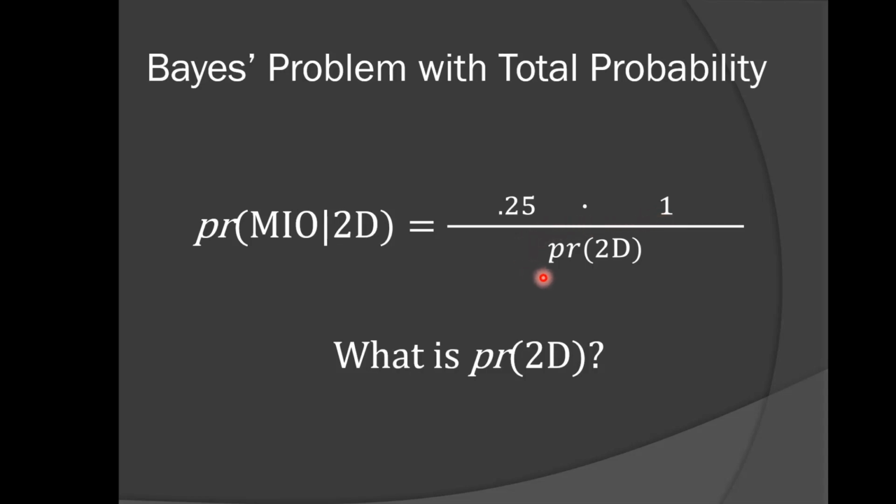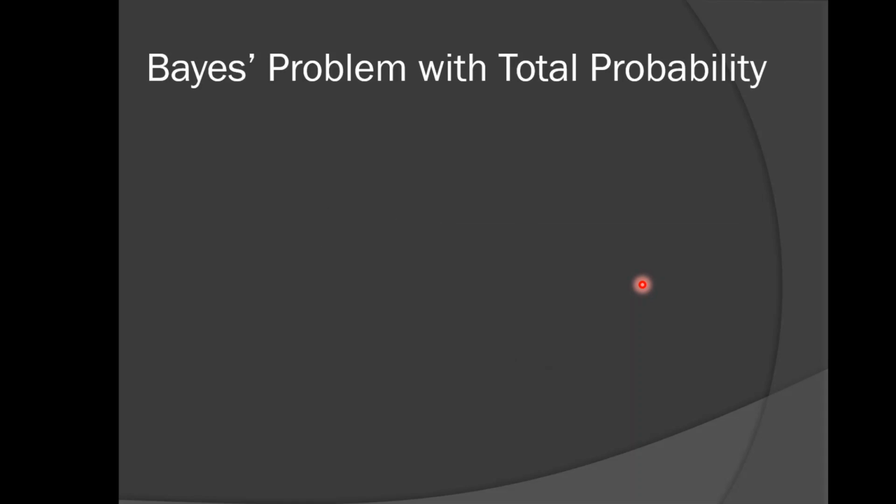Now here's the real object of this video. We want to figure out the total probability of the evidence. So what is the total probability that a 7000 series car is a two-door?